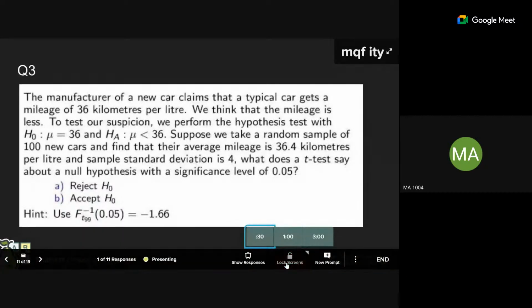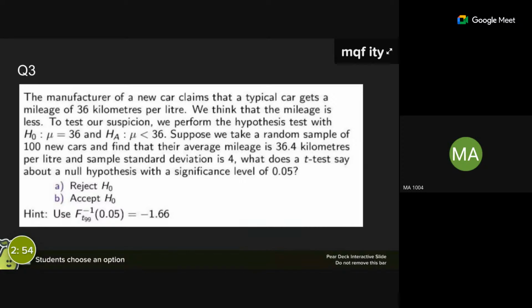Okay. So obviously we will have some value c. If the test statistic is less than that c, then we will reject our null. Right? Is it clear?